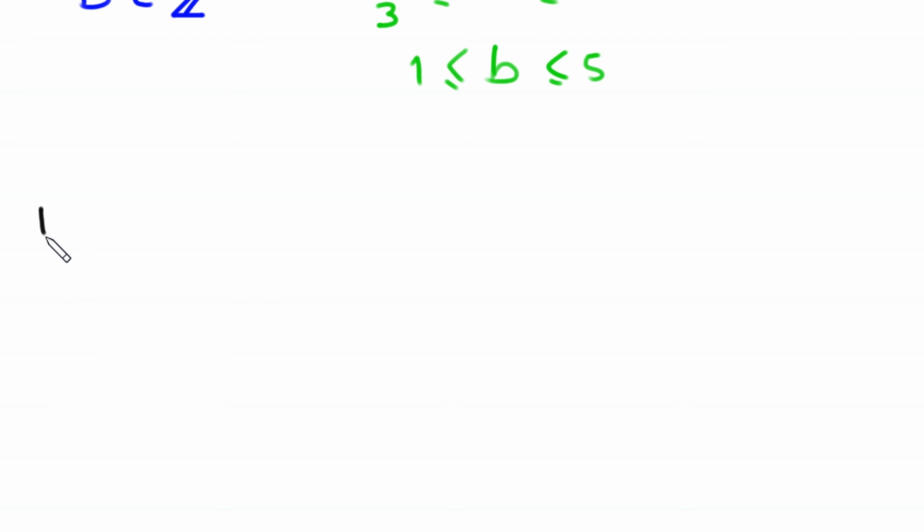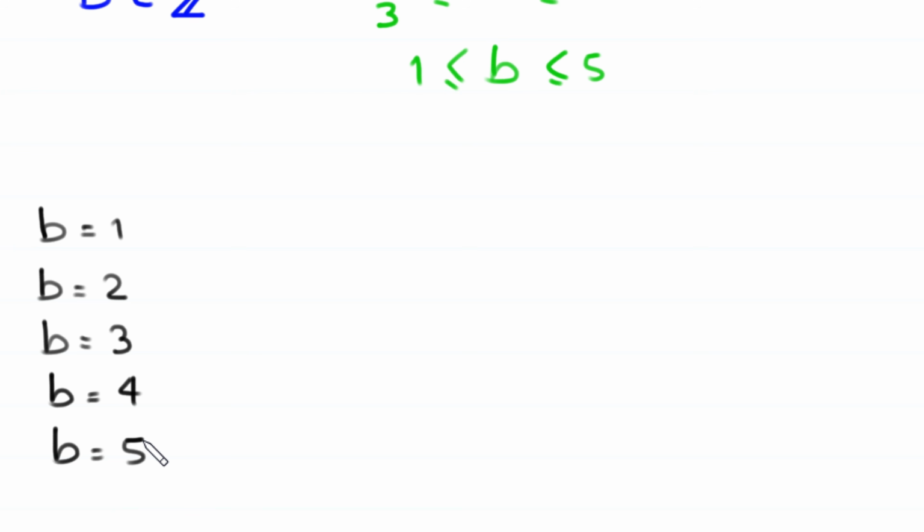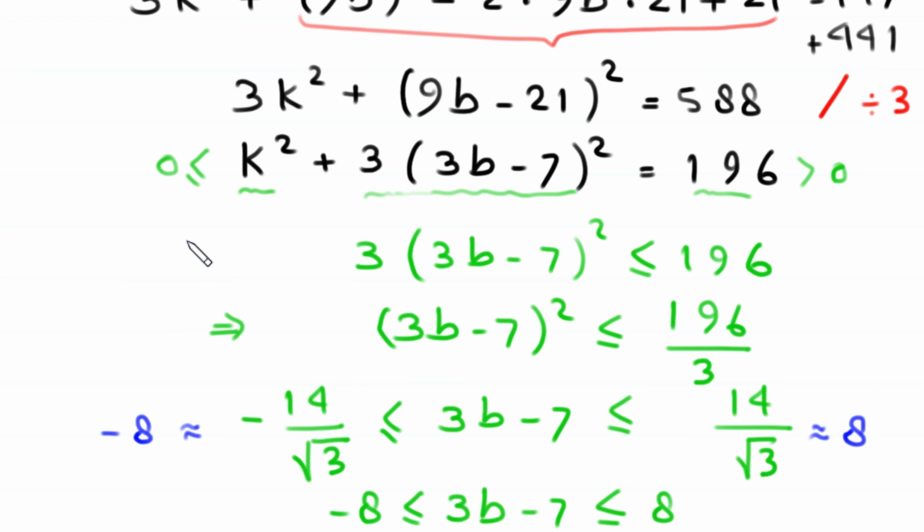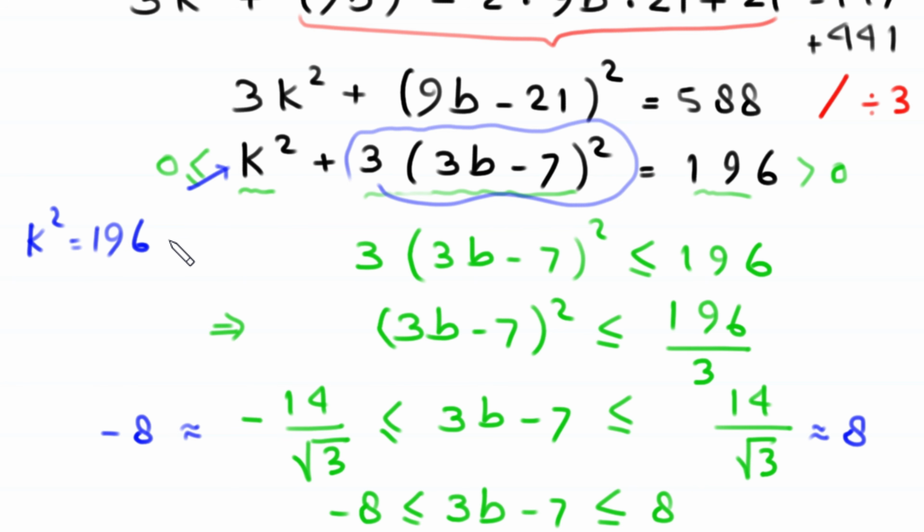This means that b can be equal to 1, 2, 3, 4, or 5. Now we recall the equation. From this equation, if we move 3 times (3b minus 7) whole squared to the right hand side, this will become k squared equal to 196 minus 3 times (3b minus 7) whole squared.